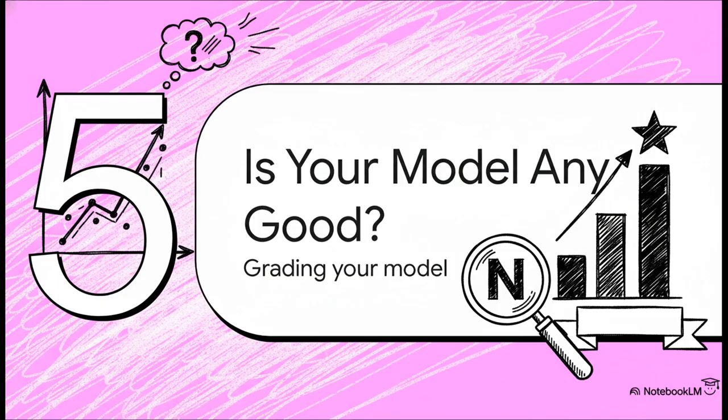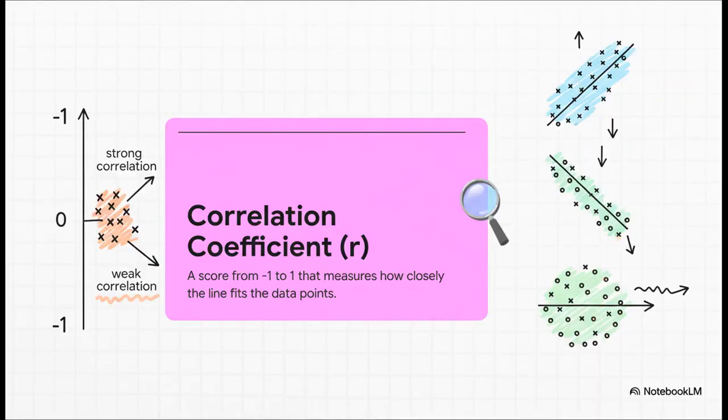So we've built a model, and we've learned about its limits. But that leaves one big question. Was the model even any good to begin with? How strong was that pattern we saw? Well, it turns out we can actually measure that strength and give our model a grade. And that grade is a number called the correlation coefficient, or just R for short. It's a score that always falls somewhere between -1 and +1. The closer R is to either 1 or -1, the tighter the fit and the better your model is. The closer it is to 0, the more of a random mess your data is.